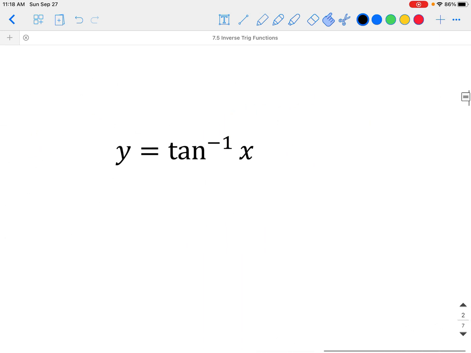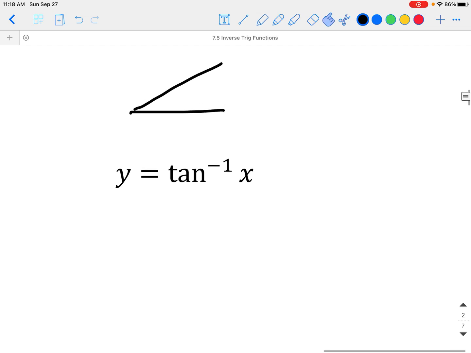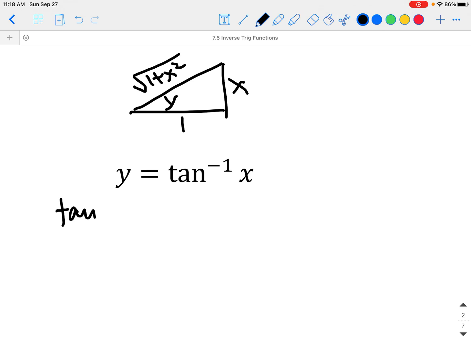And then finally, we've got tangent inverse. So if we draw our triangle, again, y is our angle measure here, and then we'll have x and 1 as our tangent relationship, opposite over adjacent, which means we're going to end up with the square root of 1 plus x squared as our hypotenuse, again using the Pythagorean theorem. So then using our inverse operation, we get tan y is equal to x.